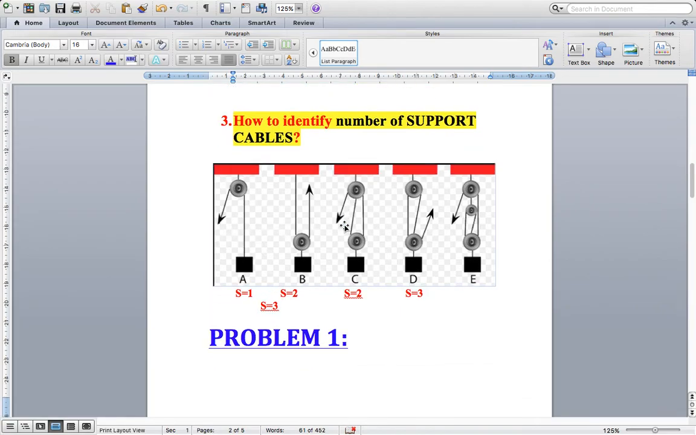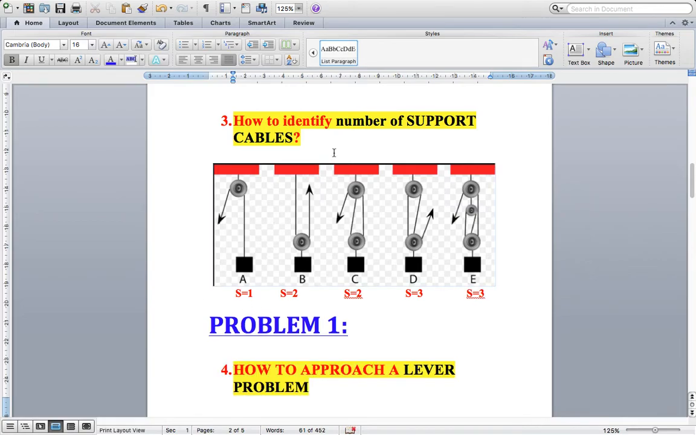And I hope you remember that for pulleys, there is a simple method to find IMA. IMA is the same as the number of support cables for pulleys. So how to find the number of support cables? Support cable means the cable which is supporting your load. See the first figure. This cable is supporting your load, but this cable is not supporting your load. So here my support cable number is 1. So I put S is 1.